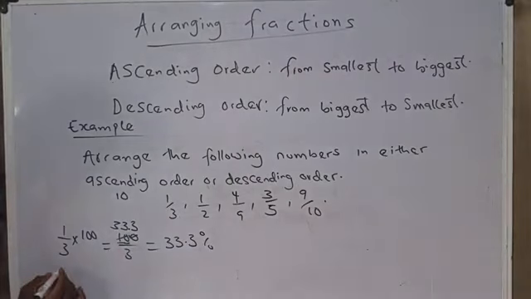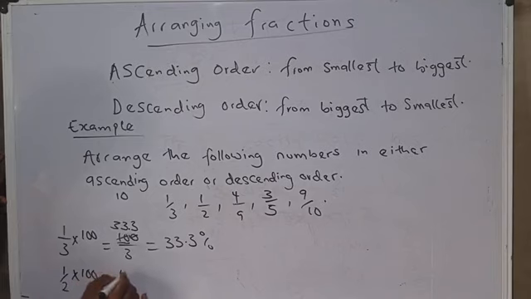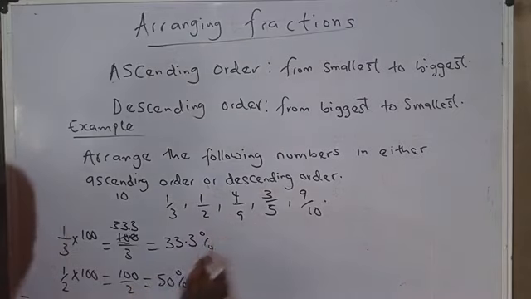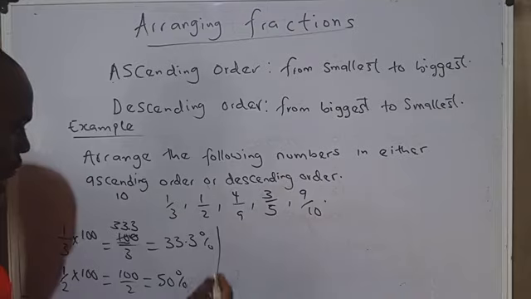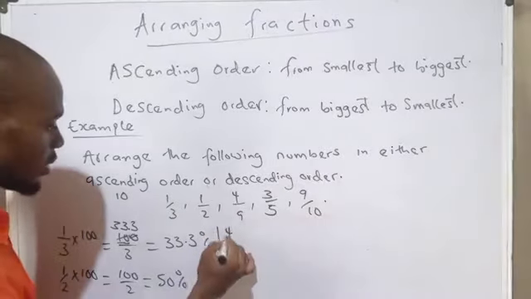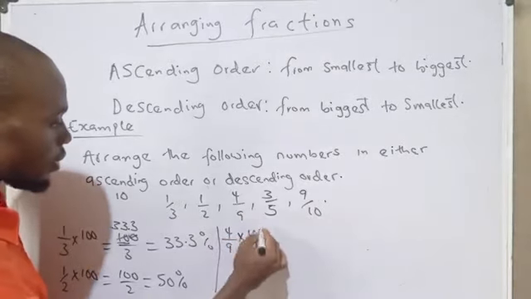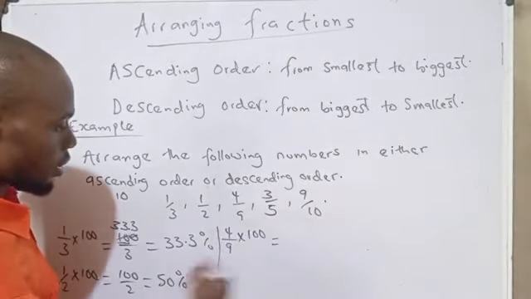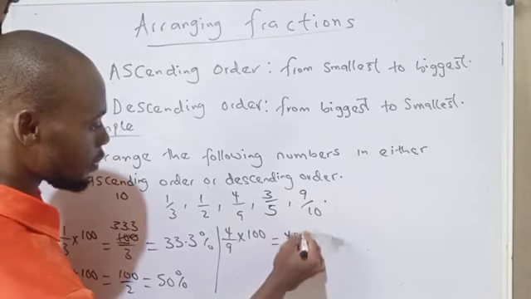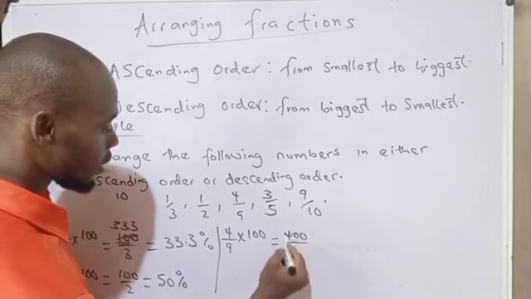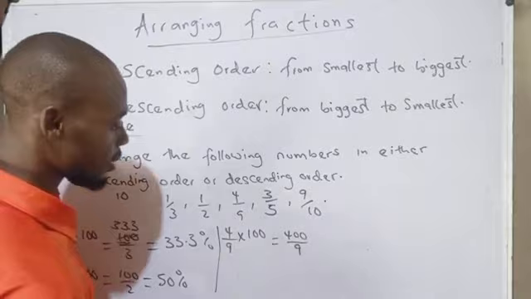Now, let's go to 1/2. 1/2 multiplied by 100 will be equal to 100 divided by 2, and that will be 50%. Okay, now we want to go to the next number, which is what? 4/9, right? 4/9 multiplied by 100. Okay, that will be 400 divided by 9, right?